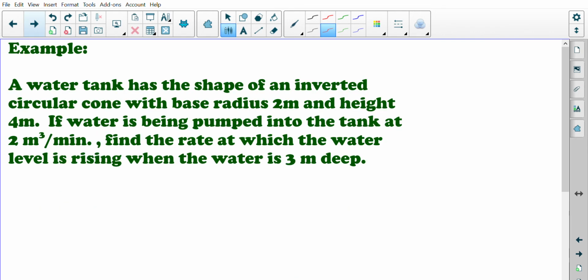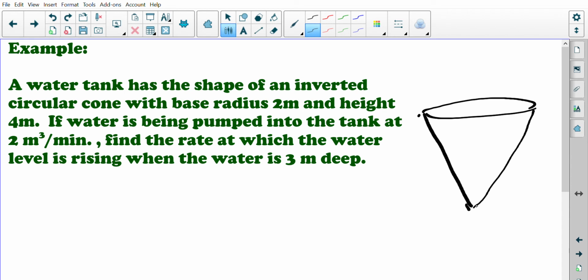Okay. Next one involves a cone-shaped tank or container. These are really common questions. They're a little bit more difficult, so pay close attention to this one. It says a water tank has the shape of an inverted circular cone. This is what they mean by that, kind of like a paper cup you'd drink out of a water fountain. So like that. And it says it's being filled with water.